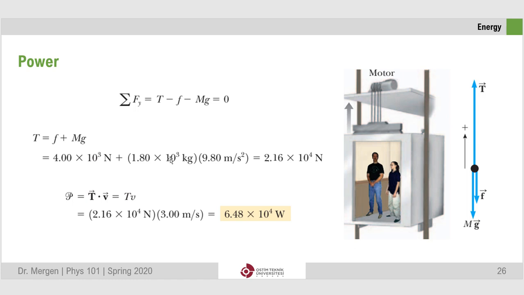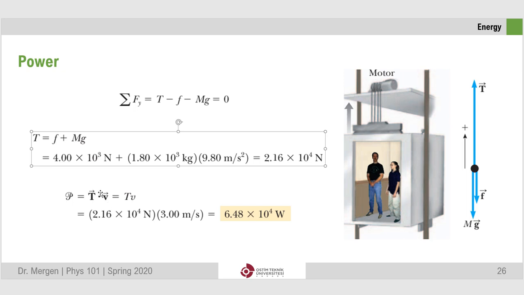Yeah, I know that I did not provide the numerical values before in the example, but this example is just to demonstrate the power concept. Okay, the tension on the cord is 2.16 times 10 to the power 4 newtons, and in order to calculate the power to move that elevator cabin upward, we need to take the scalar product of the force and the velocity.